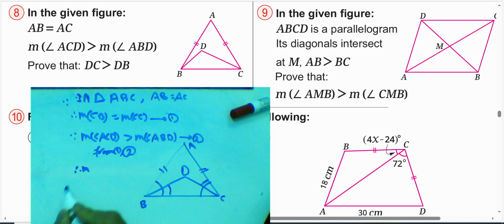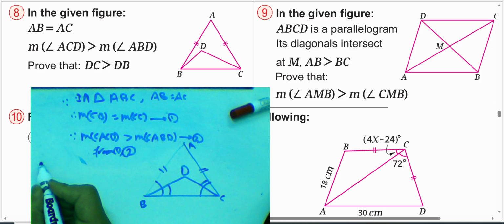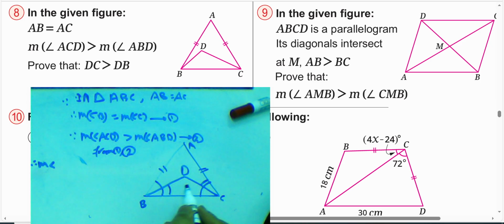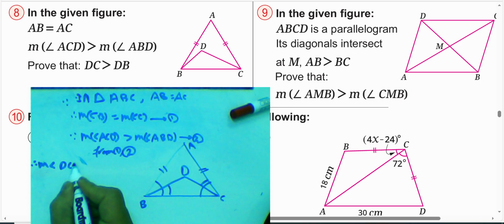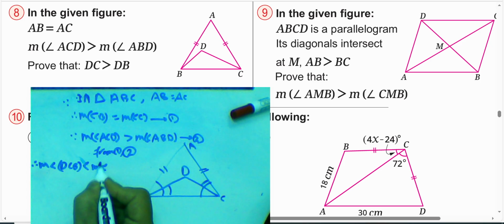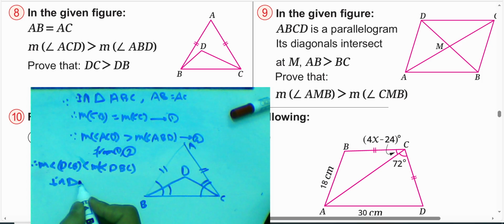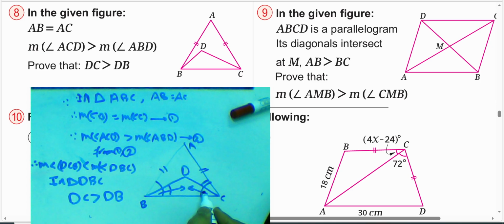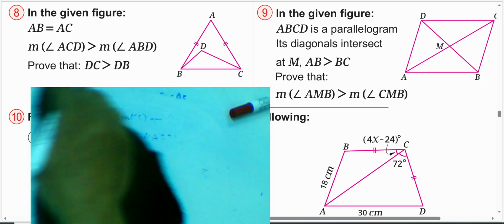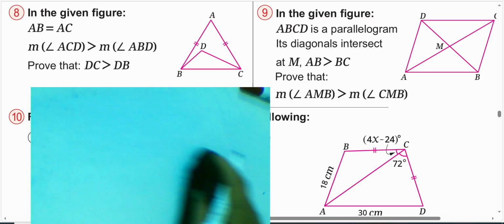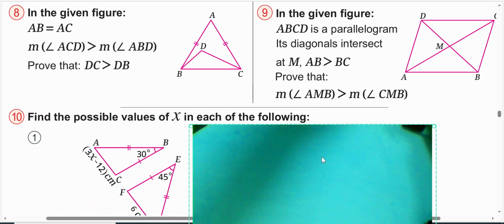Then the measure of angle DCB is less than the measure of angle DBC in triangle DBC. Then the opposite of this side will be DC. Then DC is greater than the opposite of this angle, DB. The opposite here, DC greater than DB. Understood? Okay, next question, number 9.